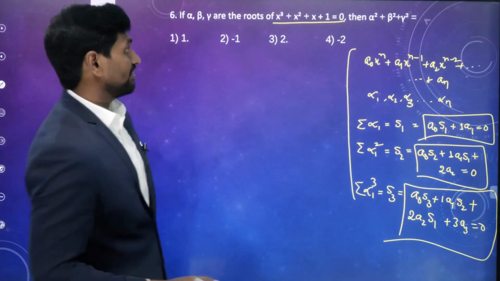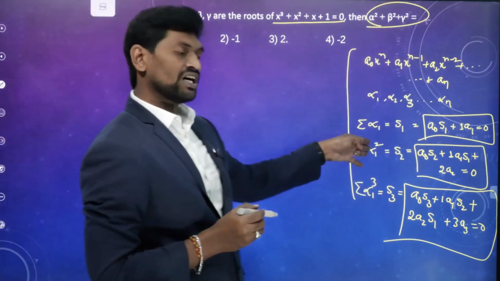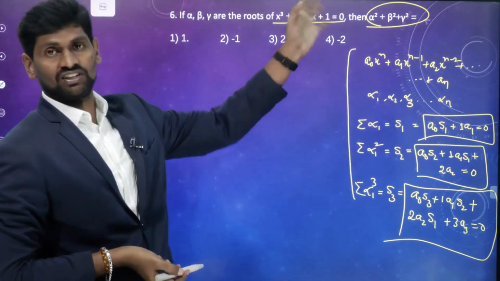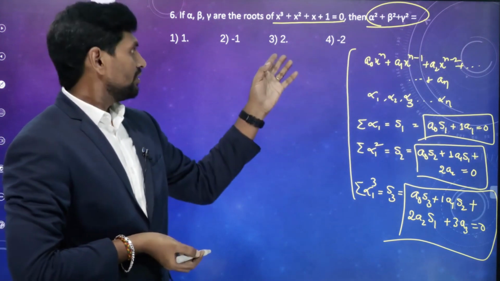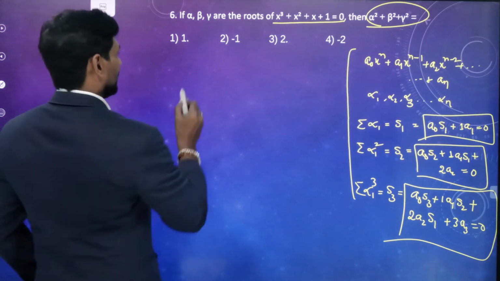Now while you are observing here, we need to find alpha square plus beta square plus gamma square, nothing but sigma alpha square, from the formula sheet. Because it is a cubic polynomial, we have to find the sum of the squares of the roots. Before that, let us find the S1 value.